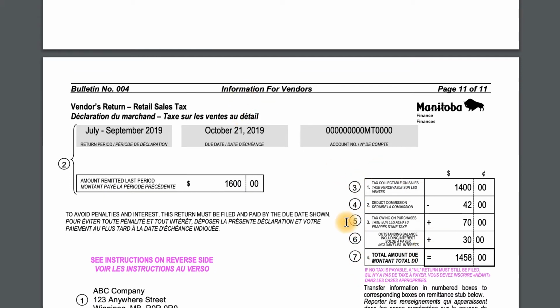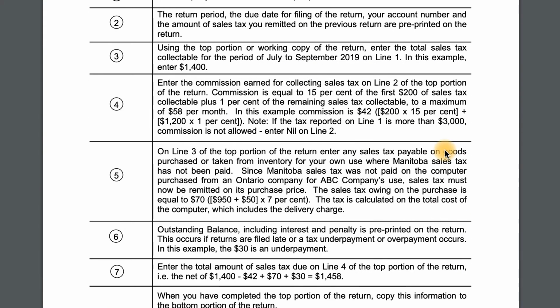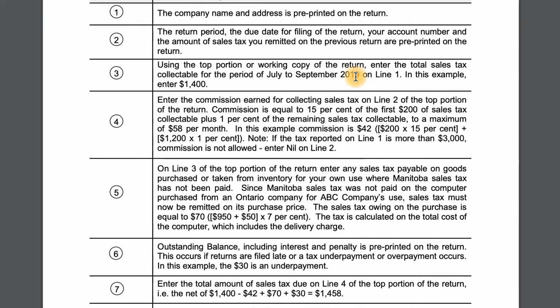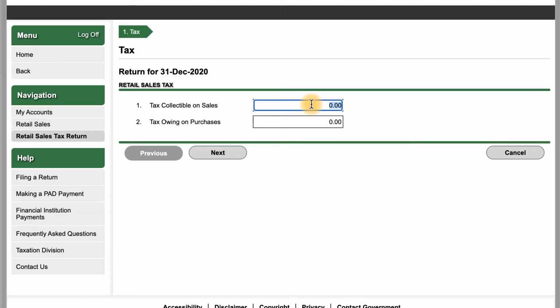So if you're like, what do all these mean? And how does it all work out? It explains everything in this section. So I'll link it below. Sometimes it's good to have a bit of a guide. All right, I'm going to put my tax collectible on sales right here.